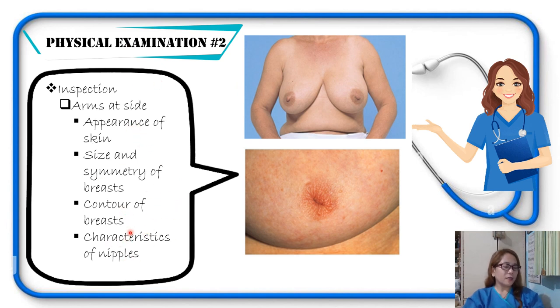So another important thing that you have to observe for the inspection is the characteristics of the nipple. Okay, you have to check for the size again of the nipple. Okay, it should be symmetrical. The shape of the nipple should not be inverted. The direction, okay, in which it points out, there should be no rashes or ulceration. Or you have to check if there is any discharge. Okay, so pan-infection inspection pa lang tayo.